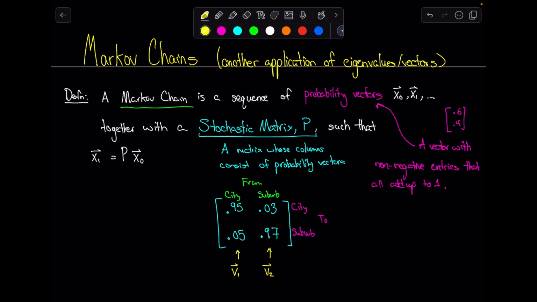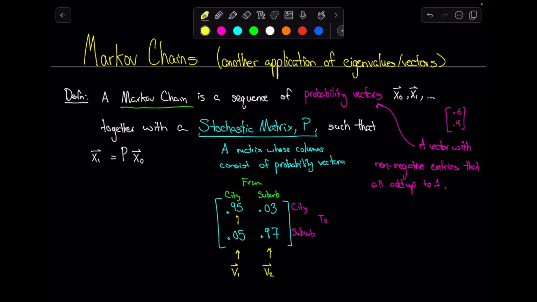What it basically says is that, at any given time, if you give me some probabilities or some distribution of the population, 95% of the people who are from the city are going to stay in the city, and 5% of them are going to be moving to the suburbs. And likewise, if they're from the suburbs, there's a very low chance that they're going to move to the city because you like the suburbs, and that's reflected in the fact that 97% of those people who started in the suburbs are going to stay in the suburbs.